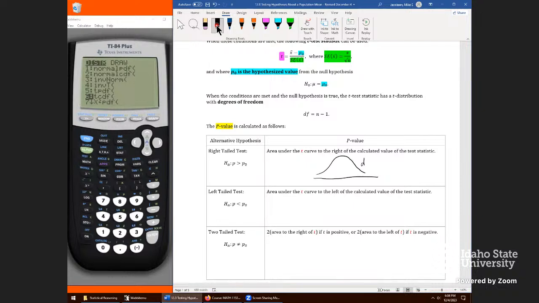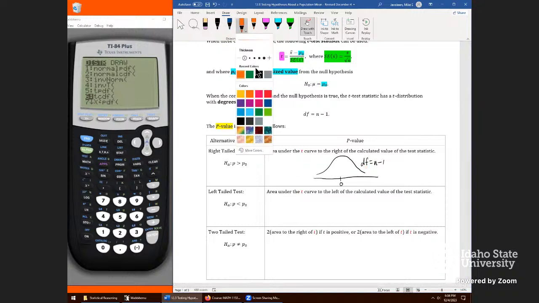So this is the t distribution. Degrees of freedom is n-1. Typically, you'd have a number right here, but since it's a formula, I'll just leave it as n-1. As a reminder, that does go into the calculator. Then we calculate our t-test statistic. Here's t right up here.